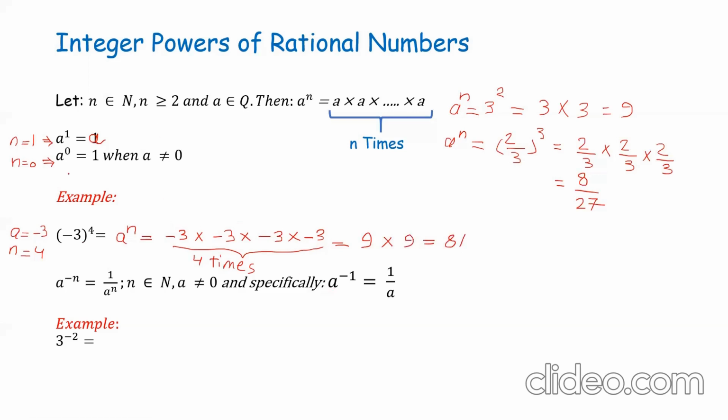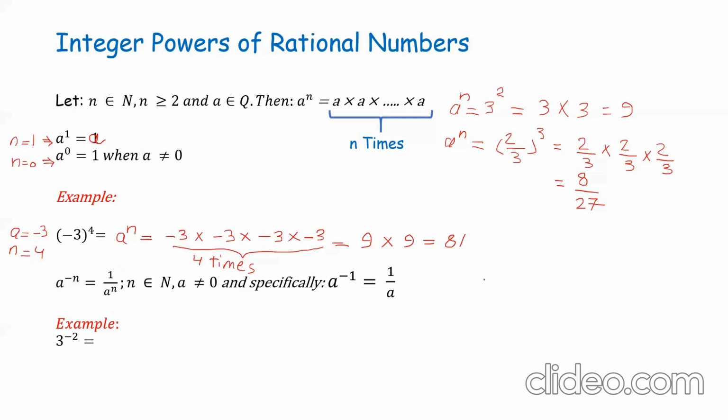Now, if we have a to the power of minus n instead of a to the power of n, what do we do when we have this negative sign? In this case, a to the power of minus n will be equal to the reciprocal of a to the power of n, which is 1 over a to the power of n.